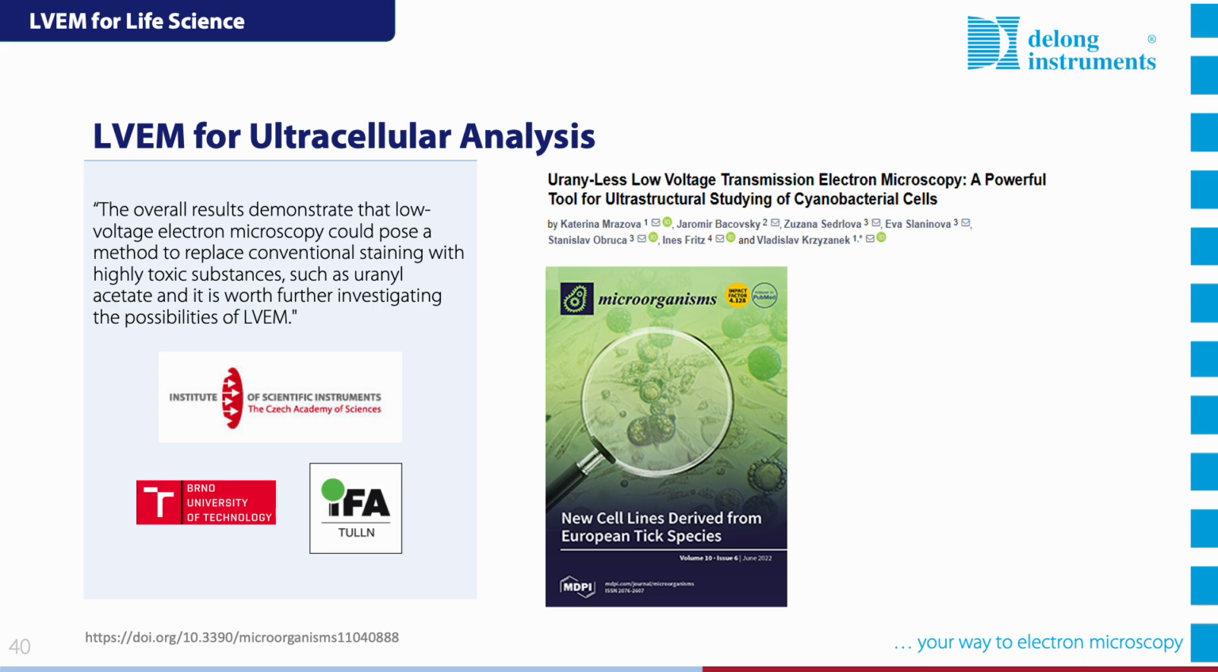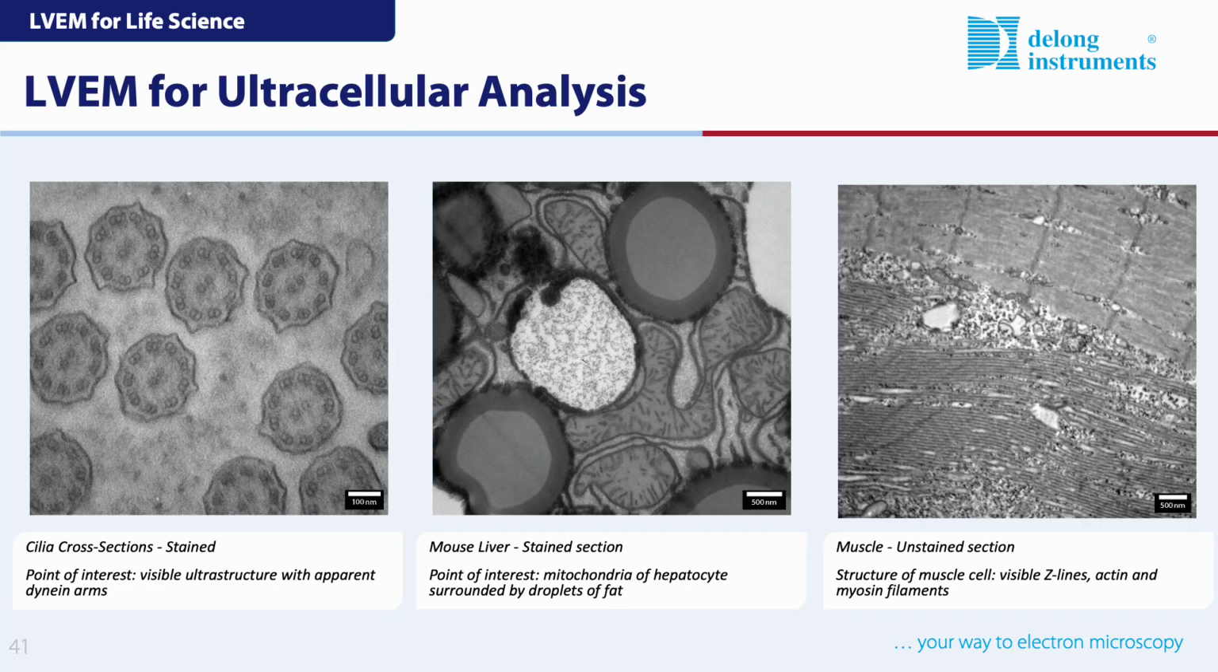I'd like to highlight a recent publication titled Low Voltage Transmission Electron Microscopy, a powerful tool for ultrastructural studies of cyanobacterial cells. An excerpt from this paper notes that results demonstrate LVEM could serve as a method to eliminate conventional, highly toxic stains such as uranyl acetate. The authors suggest that LVEM not only provides high contrast ultrastructural imaging, but also opens the door to safer, more accessible workflows, making it worth further investigation for a variety of biological applications.